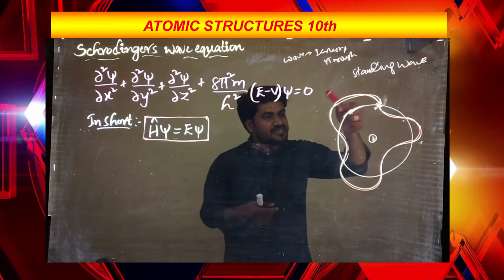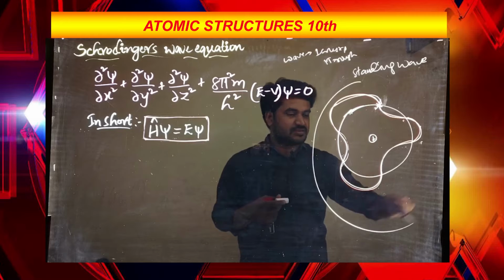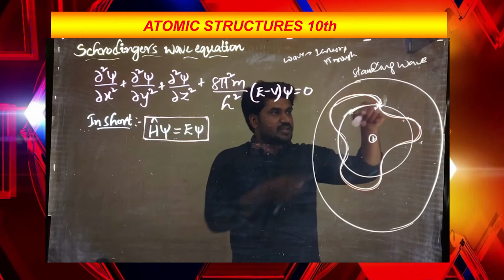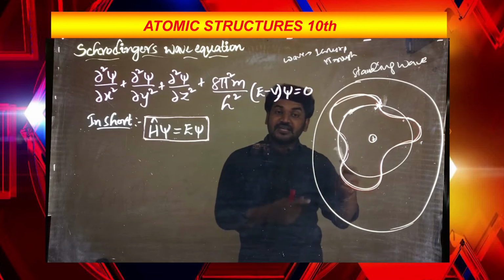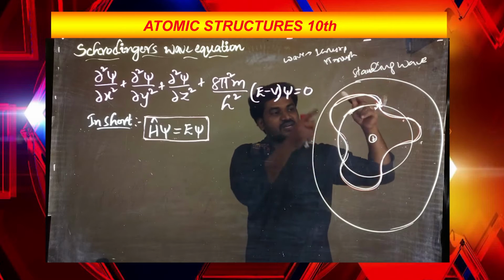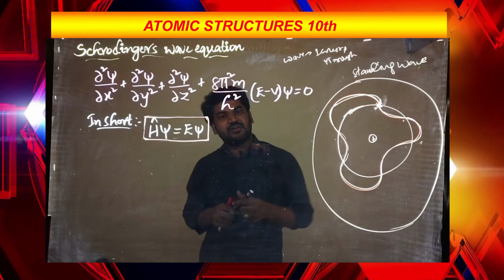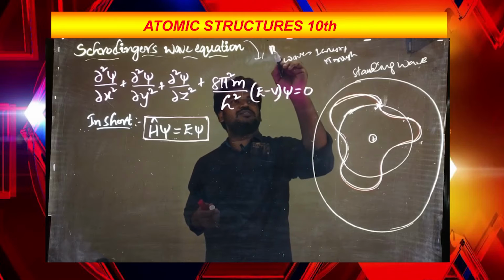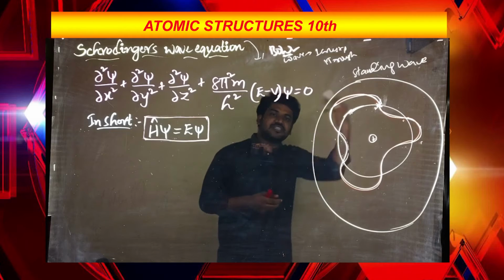Then if the orbit size increases, if you draw one more like this, then the number of waves may increase. Here 3 is there, then there may be 4 or 5 or 6. So as the size increases, the energy also increases. Based on this Schrodinger's wave equation, Bohr has given one more model of the atom. That we will discuss further.